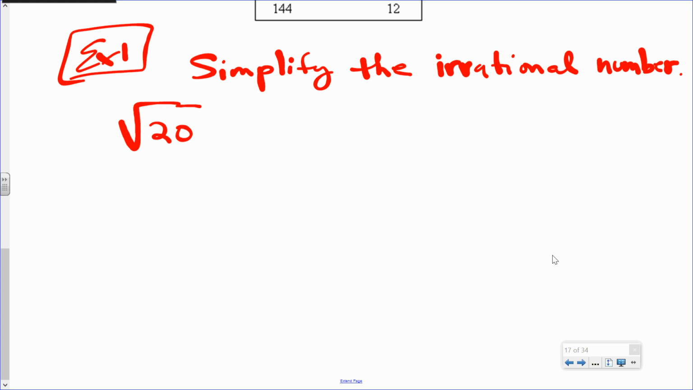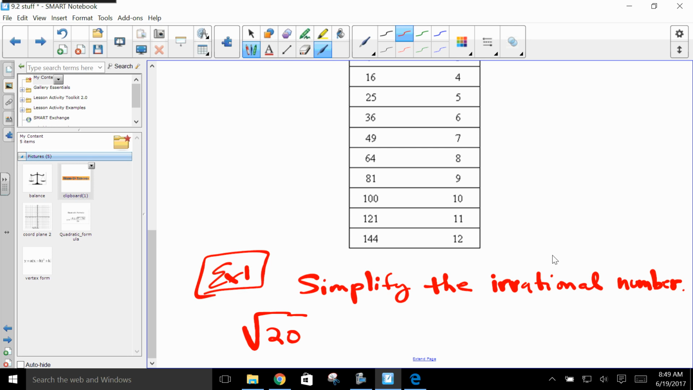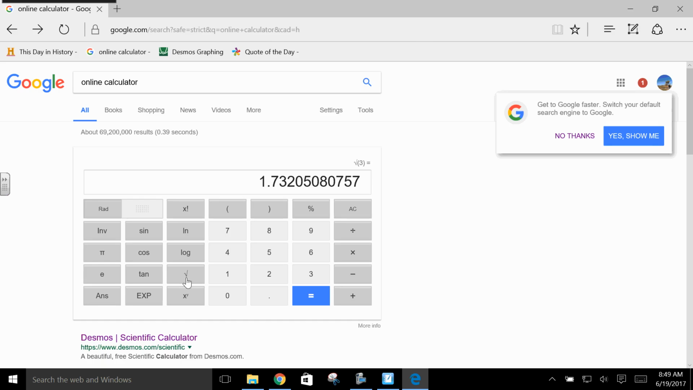Now, is the square root of 20 irrational? Yes, it is. The quick way to verify it is to always have your calculator handy. You can just type it in. If you type in the square root of 20, watch. Square root of 20, and if it's an infinite decimal, non-repeating, then it's irrational. Just by typing it in, that tells me it's irrational.